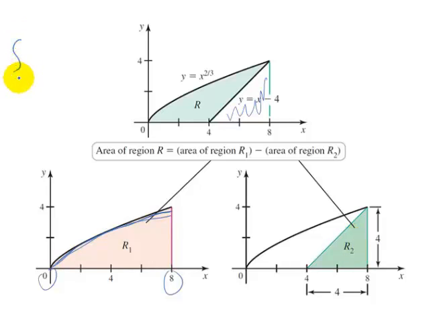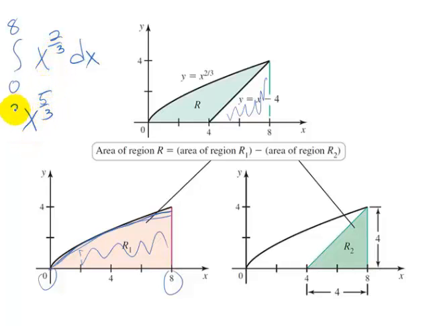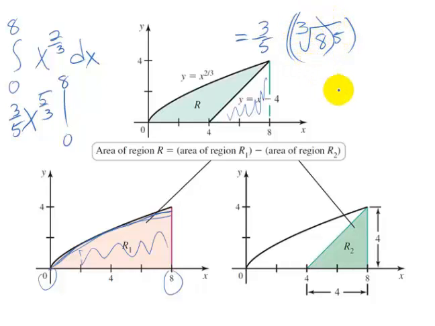So let's integrate from 0 to 8 x to the 2/3 dx, and that will give us this region right here, and then we'll figure out the triangle and subtract that. So we've got x to the 1 higher power. That would have been 5/3, and then we need the reciprocal of that power, 3/5, evaluated from 0 to 8. That would be 3/5 multiplied by the cube root of 8 to the 5th. And the cube root of 8 is 2, to the 5th is 32. And 32 times 3 would be 96/5.